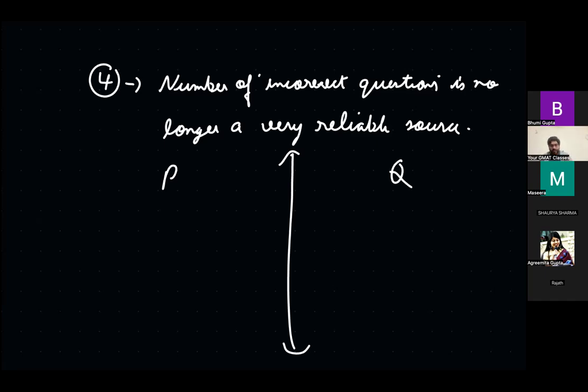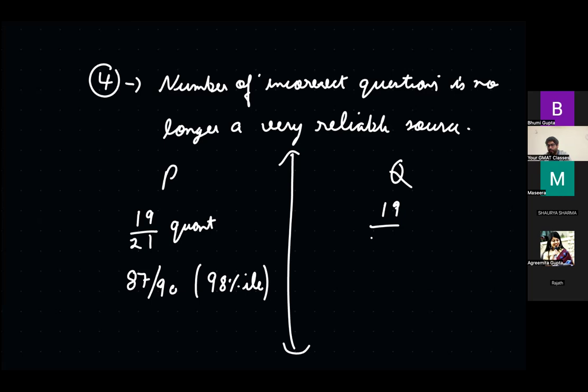P got 19 out of 21 correct in quant, and her score was 87 on 90, which is a 98 percentile. Q got 19 out of 21 in quant, but he scored 79 on 90, which is a 70 percentile. Can you find any difference in terms of how many incorrect questions they have done? And can anyone unmute and tell me how can this happen?